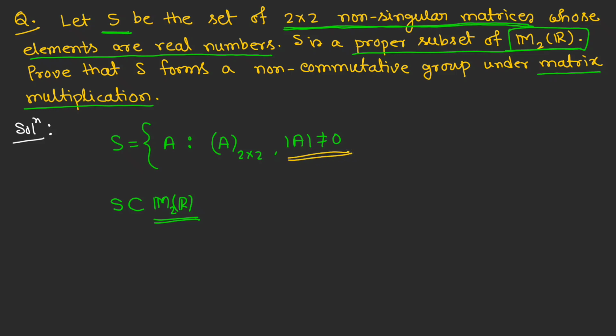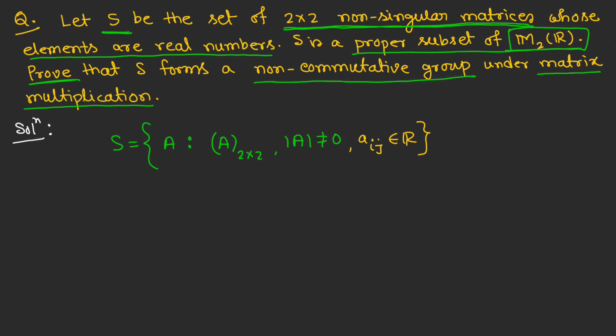I am repeating again. M2R is the collection of 2 by 2 matrices whose elements are real numbers. And what is S? S is the collection of 2 by 2 matrices whose elements are real numbers, and also all the matrices are non-singular. So S equals A such that A is a 2 by 2 matrix and determinant of A is not equal to 0. Also you can write that all the elements a_ij are from the real numbers. This is given. Now the question is, you have to prove that S forms a non-commutative group.